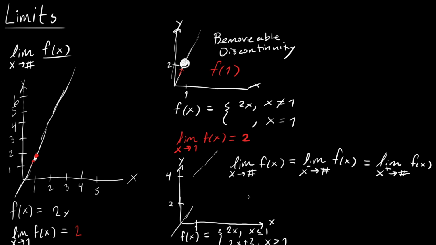So this negative just means what does the output f of x tend to as x approaches that number from the left, while the plus means what does f of x approach when x comes in from the right.